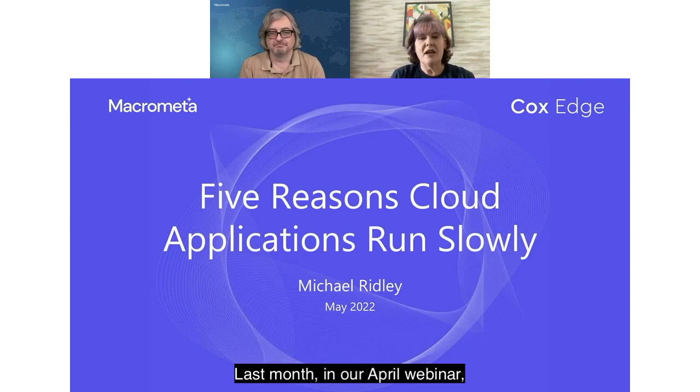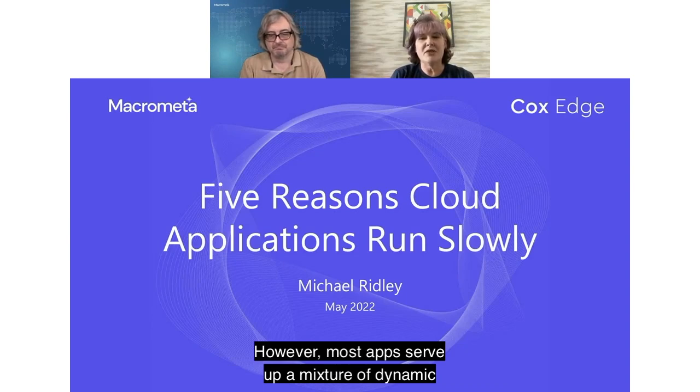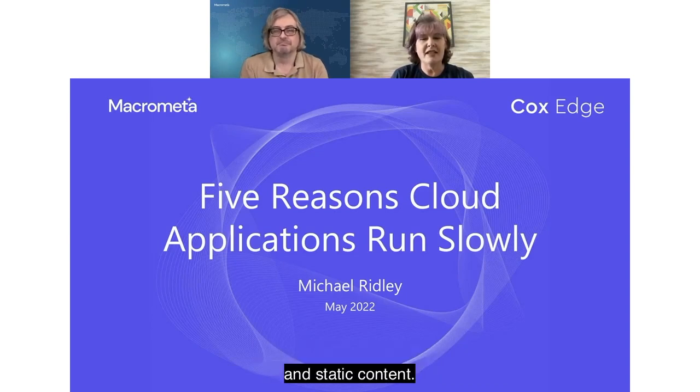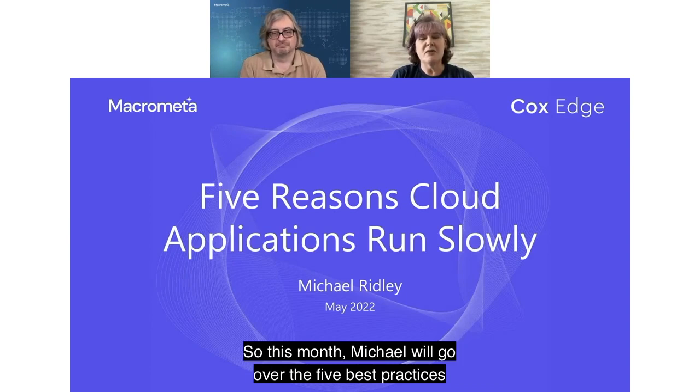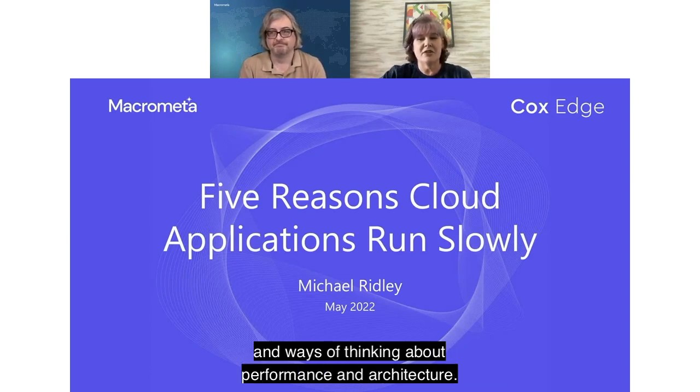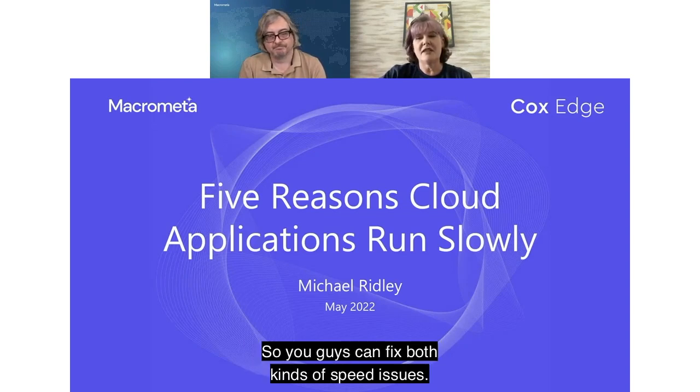Last month, in our April webinar, we discussed speeding up dynamic content. However, most apps serve up a mixture of dynamic and static content. So this month, Michael will go over the 5 best practices and ways of thinking about performance and architecture so you guys can fix both kinds of speed issues.